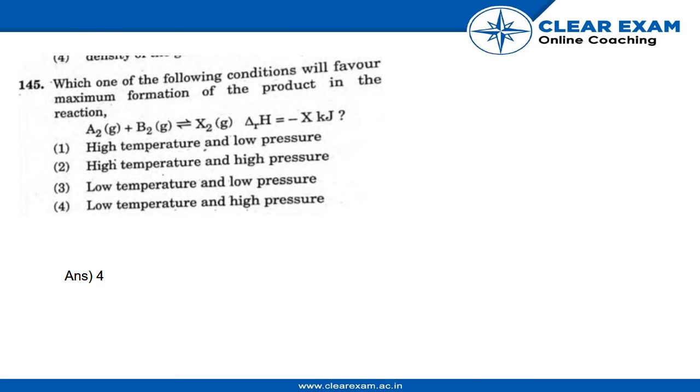Hello guys, now let us discuss question 145. The question is, which one of the following conditions will favor maximum formation of the product in the given reaction, that is A2 in gas plus B2 in gas gives X2 in gas, and the exothermic reaction is minus X kilojoules.